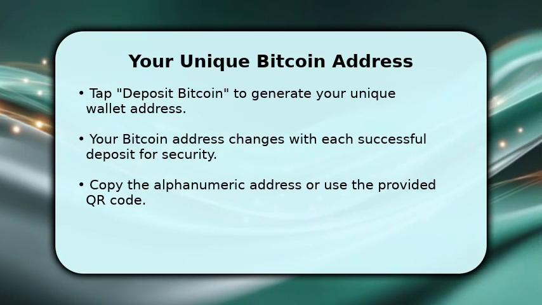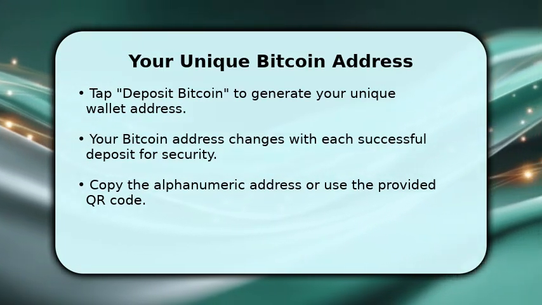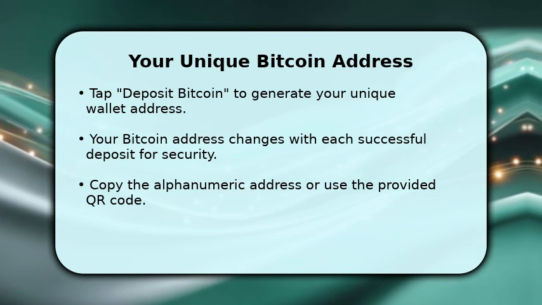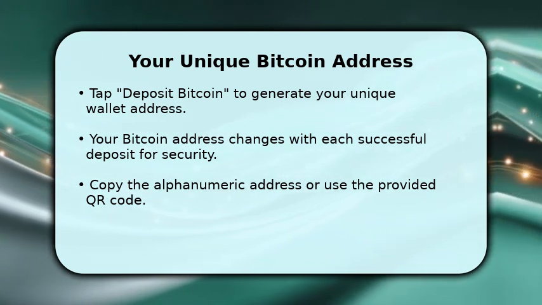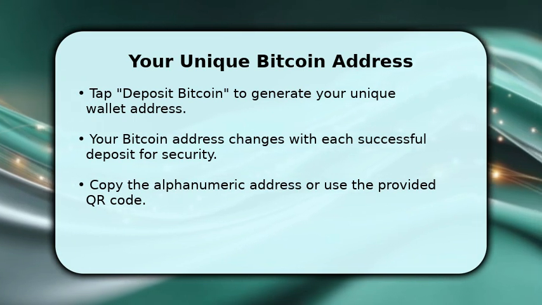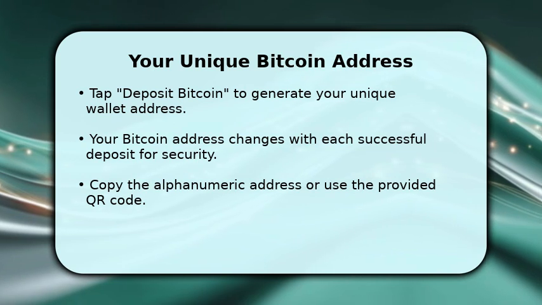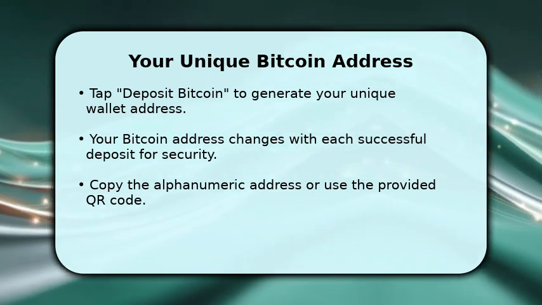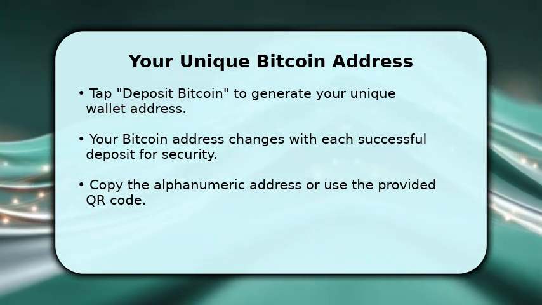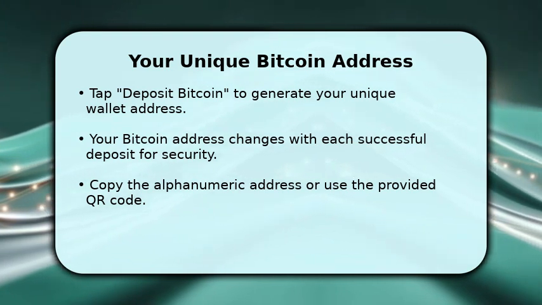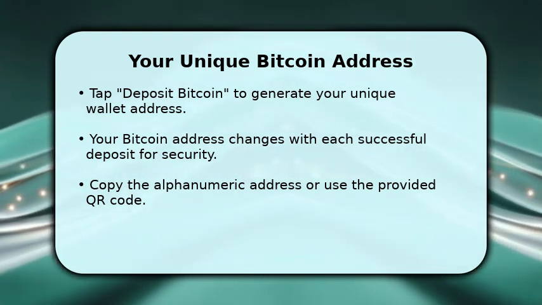Next, you'll need to find your unique Bitcoin wallet address. From the Bitcoin section, tap on Deposit Bitcoin. Cash App will then generate a unique address for you. Remember, this address typically changes after each successful deposit for enhanced security, so always use the most recent one. You can either copy the alphanumeric address or use the QR code provided.